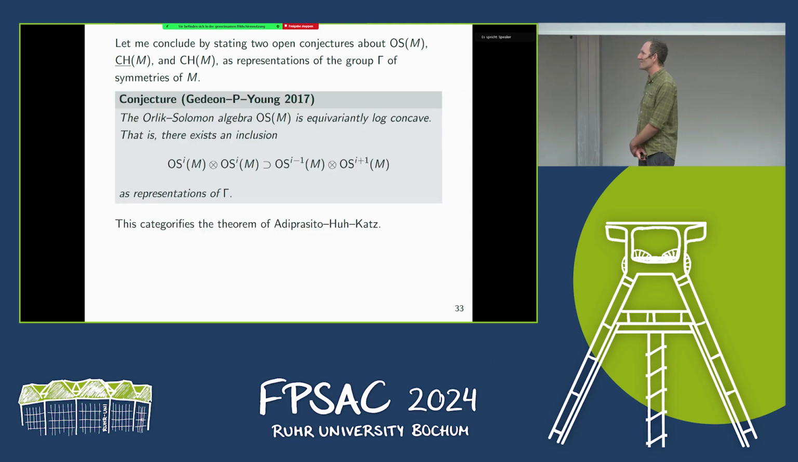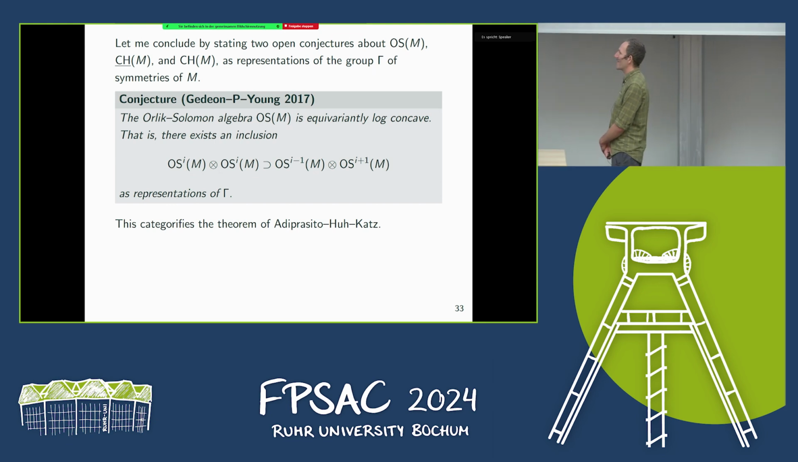So the first conjecture is due to myself and my former student Katie Gedian and my colleague Ben Young from 2017. This is a categorification of the Adiprasito-Huh-Katz log concavity theorem. It says that the Ehrlich-Solomon algebra is equivariantly log concave. So in other words, not only is the dimension of OS_i squared greater than or equal to the dimension of OS_{i-1} times the dimension of OS_{i+1}, but it's actually true as representations. So I can take OS_i tensor OS_i, and that's supposed to be bigger than OS_{i-1} tensor OS_{i+1} as representations of the symmetry group of the matroid.